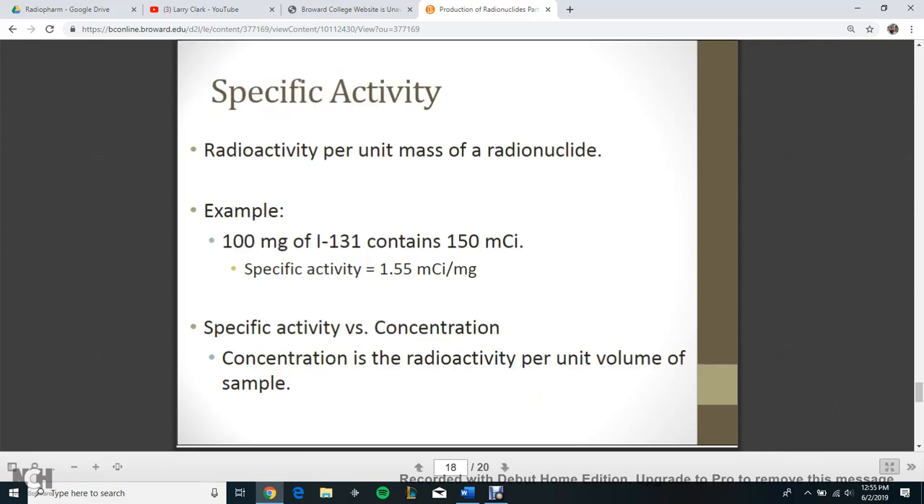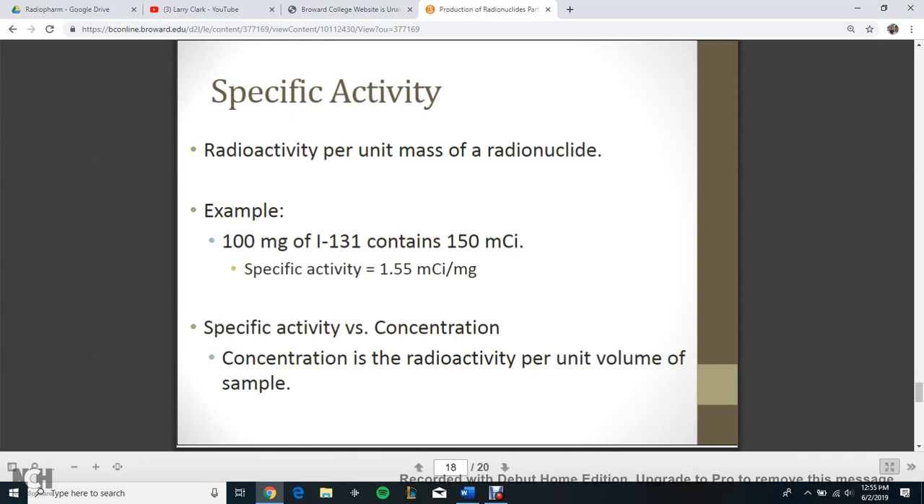Specific activity. Radioactivity per unit mass of a radionuclide. An example is 100 milligrams of iodine-131 containing 150 millicuries. The specific activity would be 150 divided by 100, or 1.5 millicuries per milligram.